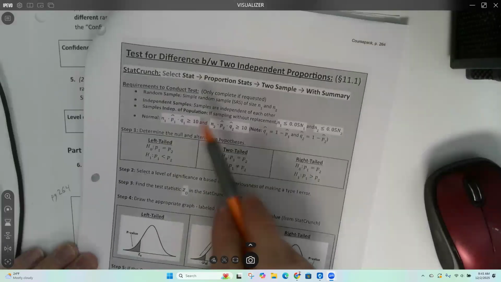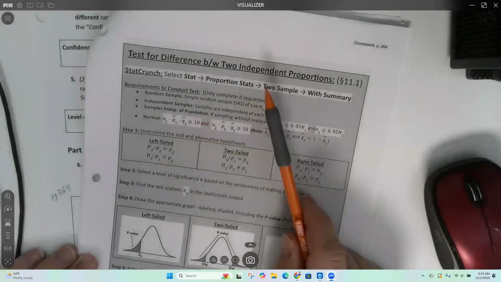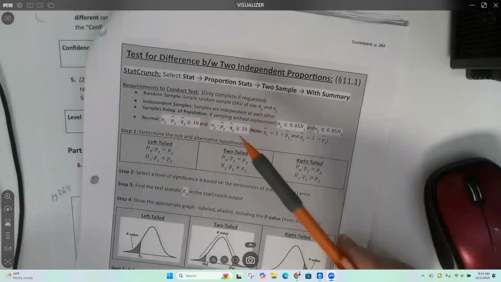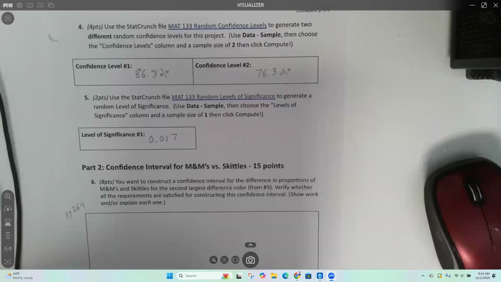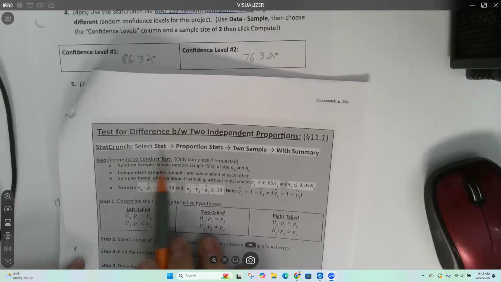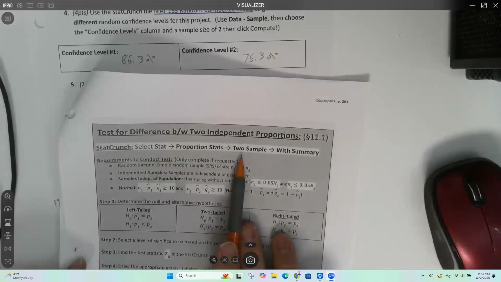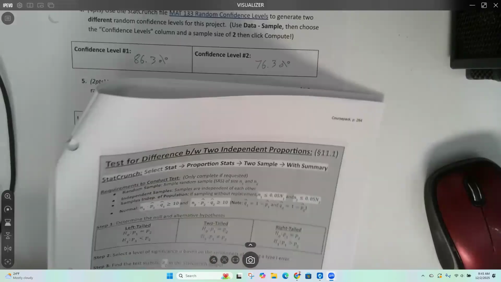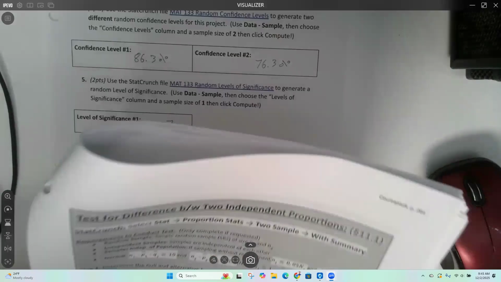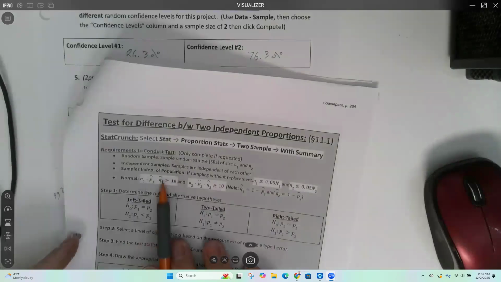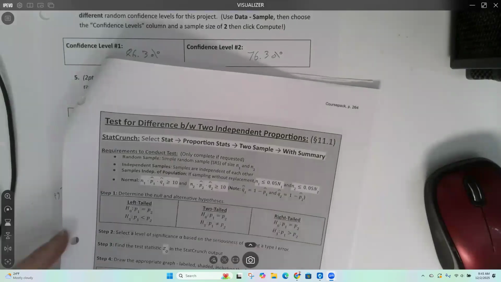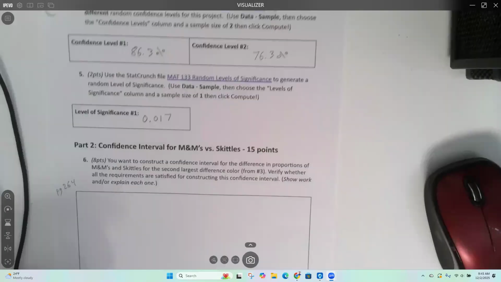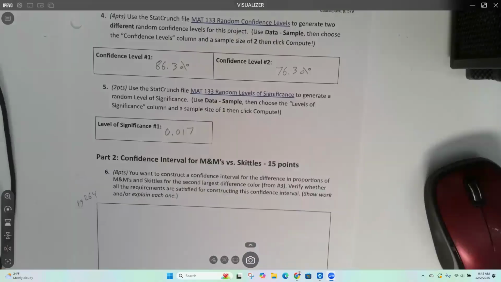And this is going to be if we're doing hypothesis testing. Okay. But it's the same StatCrunch. So stat, proportion stats, two sample with summary. It's the same StatCrunch for confidence intervals. Okay. And it's going to be the same requirements to conduct the test versus build the confidence interval. Okay. So basically, what are we trying to do here?